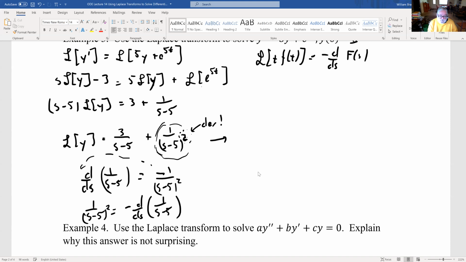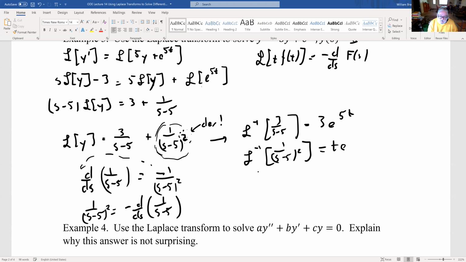So the inverse Laplace transform of 3 over s minus 5 is 3e to the 5t. The inverse Laplace transform of 1 over s minus 5 quantity squared is t e to the 5t. And so our solution is 3e to the 5t plus t e to the 5t. And the t comes from the fact that it's a derivative. So when you see these squares or cubes or whatever in the denominator, that means we're starting to see derivatives.